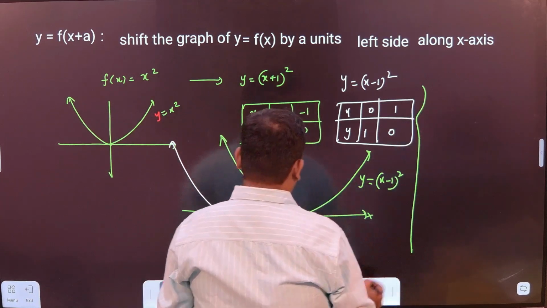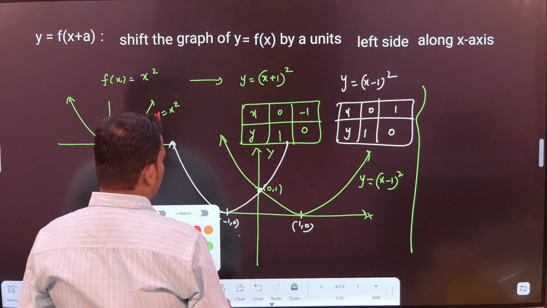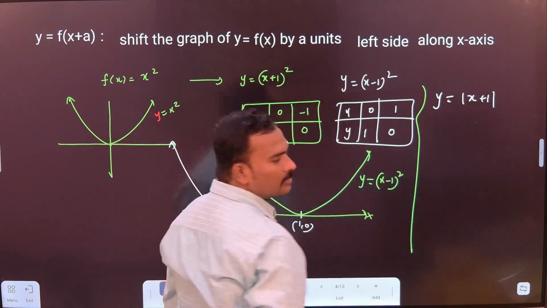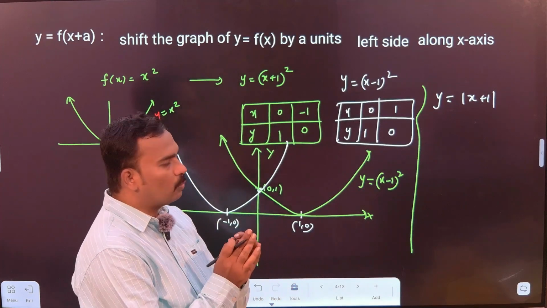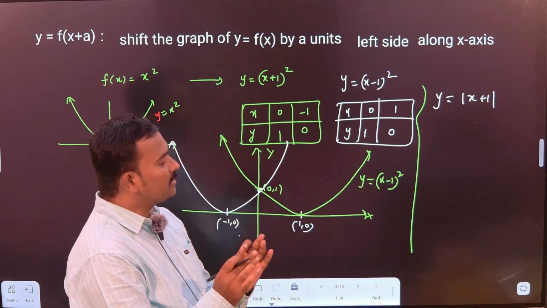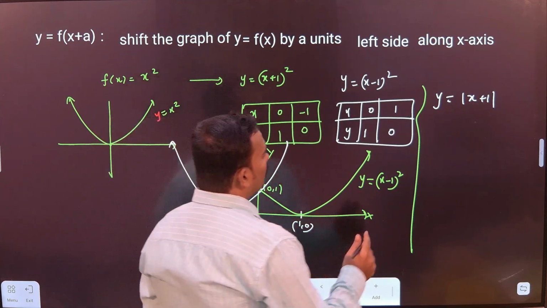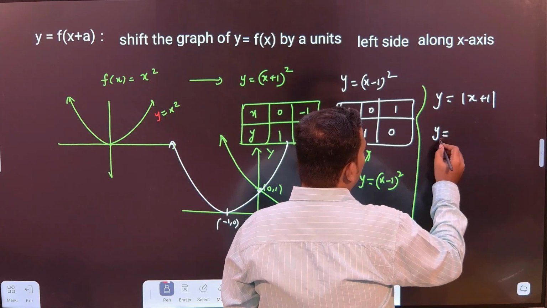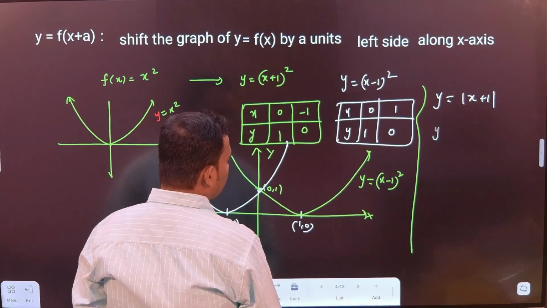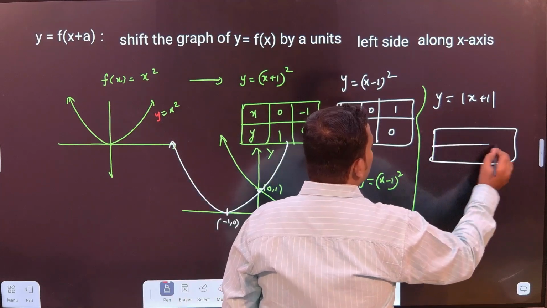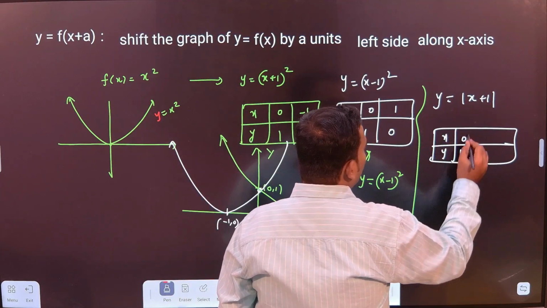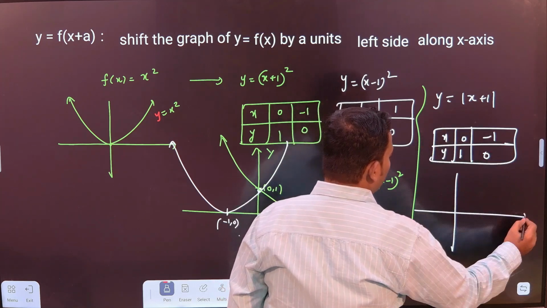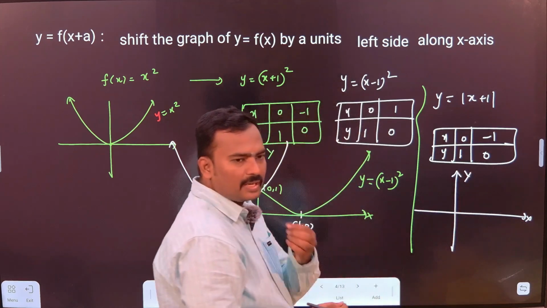Let us take one more simple example, finally. The graph of y is equal to mod x plus 1. The same idea we discussed for y is equal to x square, you can apply to y is equal to mod x plus 1. Put x is equal to 0, y will be 1. Y is 0, x plus 1 equal to 0, x equal to minus 1. So here, what is the reference graph?